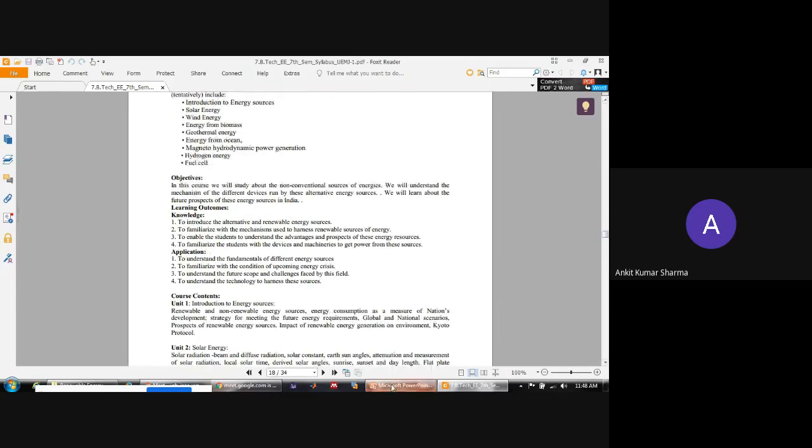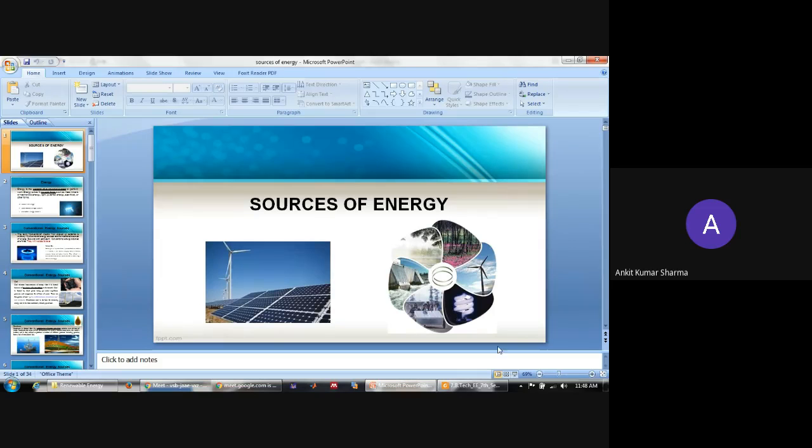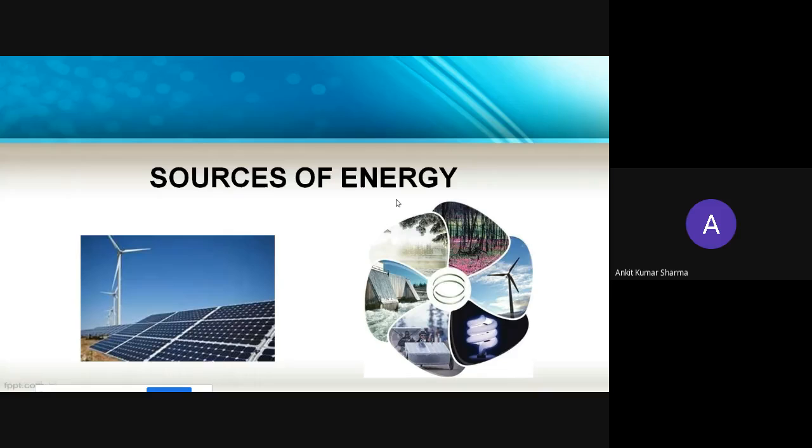Now we will move to unit 1. We will discuss the introductory part of the energy sources and the types of energy sources, their definitions, which sources are called renewable energy and which are called non-renewable energy sources. So we will start from the source of energy.